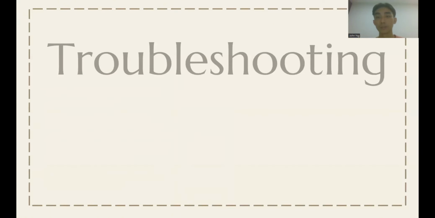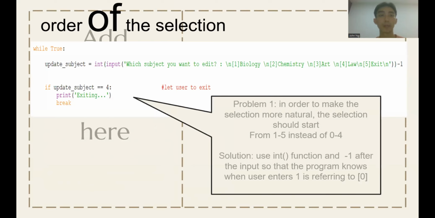Now come to the troubleshooting section. The first problem that I have met is the order of the selection. Because we all know that in order to make the selection more natural, we should start from 1 to 5, starting from 1 instead of 0 to 4. So the solution is I put a -1 after the integer input, so that the program will know that when the user enters 1, it refers to index 0.